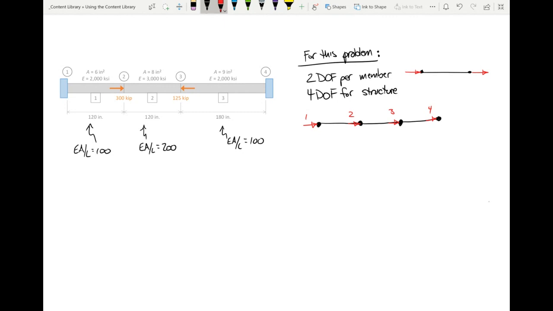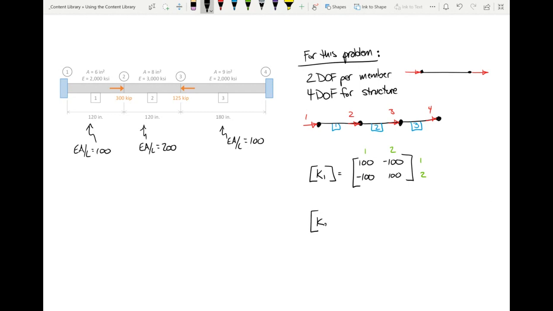So if I go back to those little element stiffness matrices, right? So this was element 1, this was element 2, this was element 3. Maybe what I should do is write them like this. I should say, element 1 had a stiffness matrix of 100, minus 100, minus 100, and 100. But really what also needs to be indicated is element number 1 connects from 1 to 2, right?